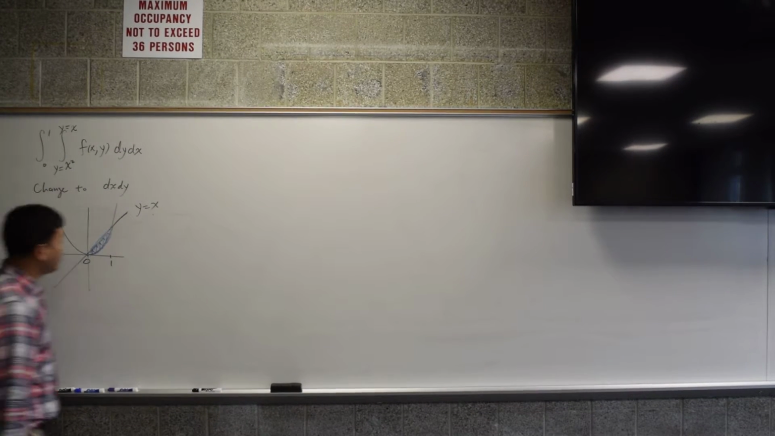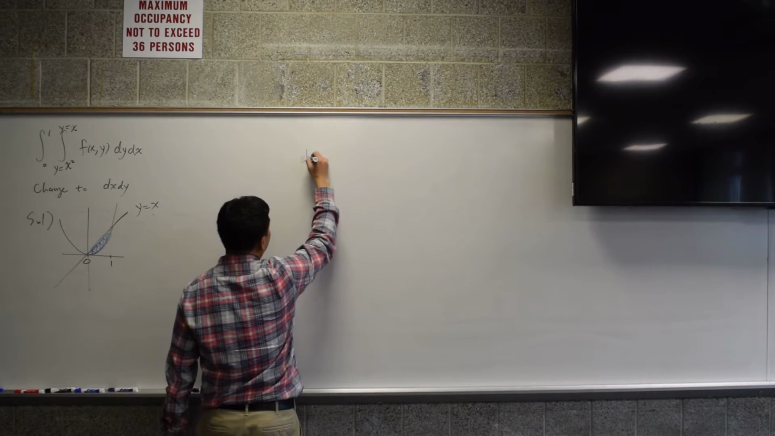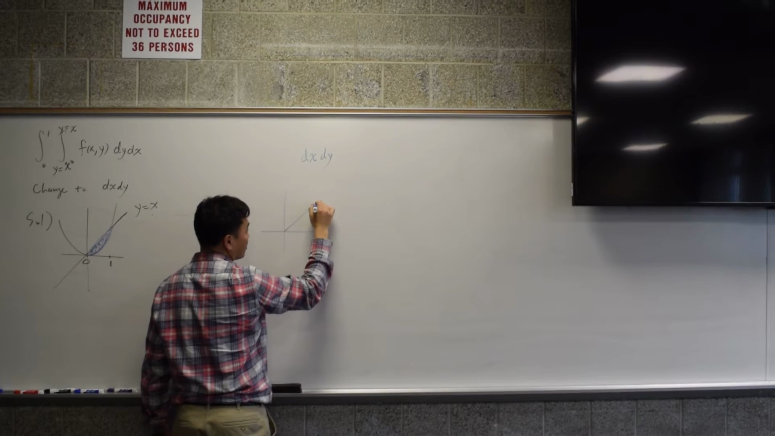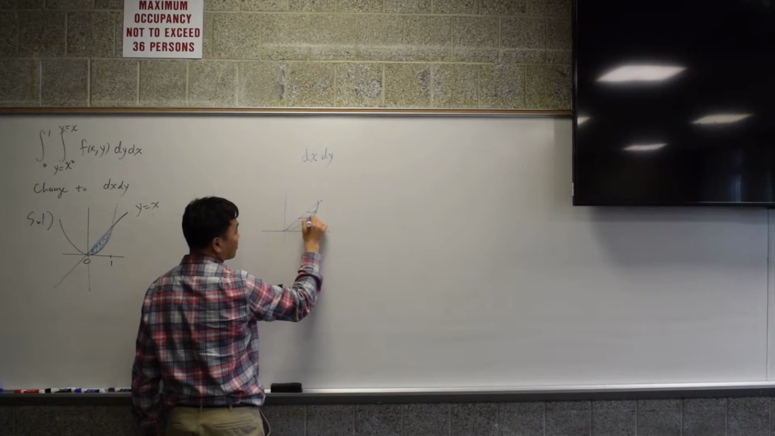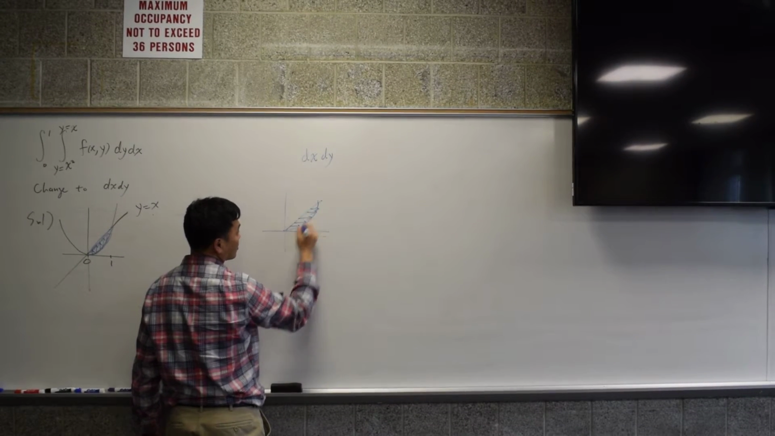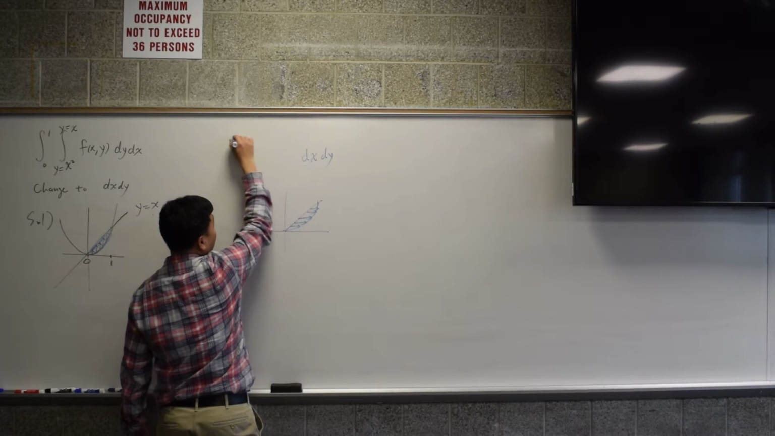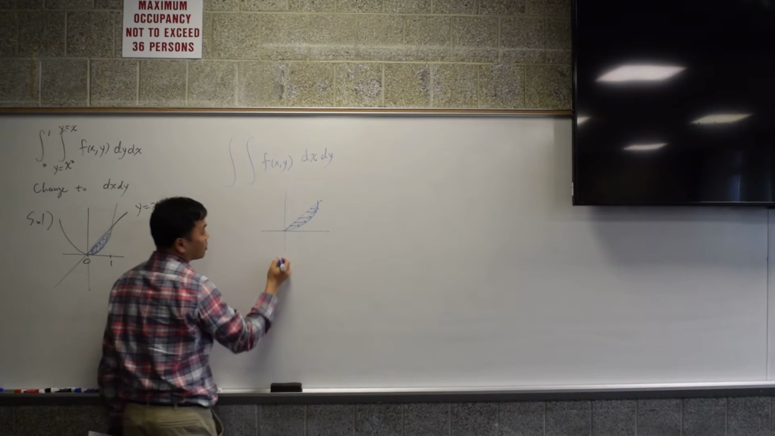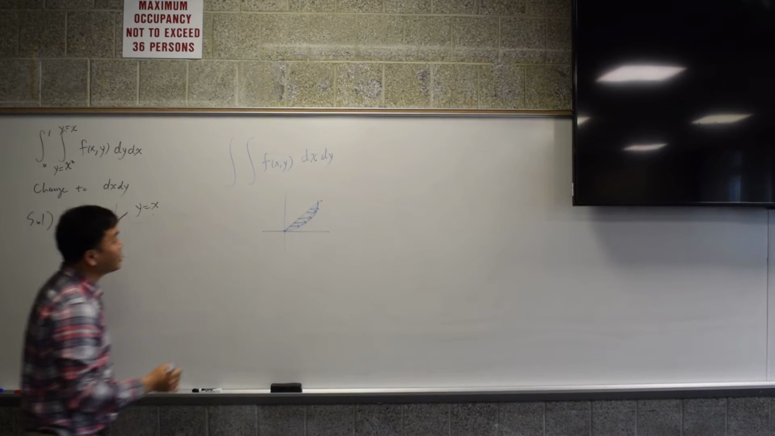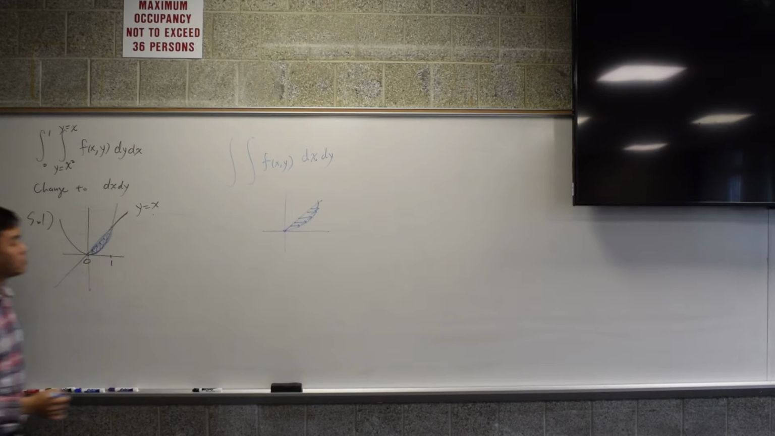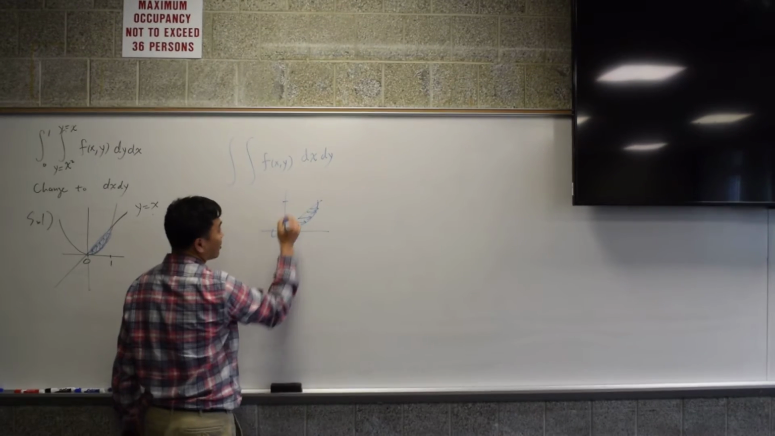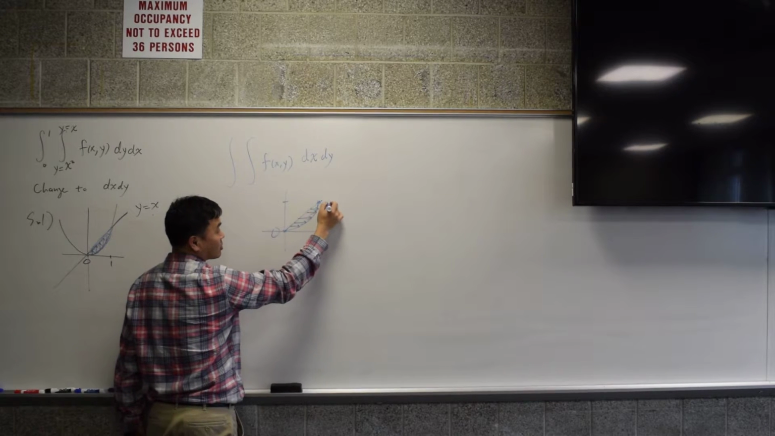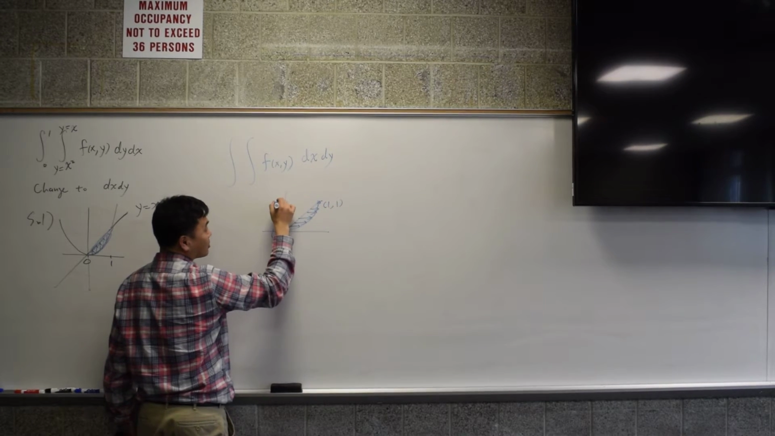Alright, when you try to change to dx dy, that means you're trying to paint the same region going rightwards. Let's try that. f(x, y). Alright, what's the minimum value of y? 0. What's the highest value of y for this domain? See, this is 1 comma 1. Okay. It's 1.